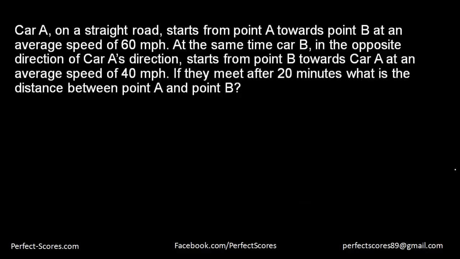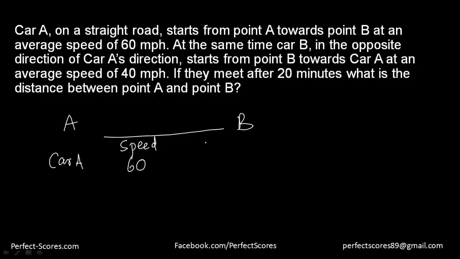So over here it says that car A on a straight road travels from point A towards point B at an average speed of 60 kilometers per hour. So there is, let's say, a point A, and there is, let's say, a point B, and this is the distance. Car A travels from here at the speed of, let's say, 60 kilometers per hour.